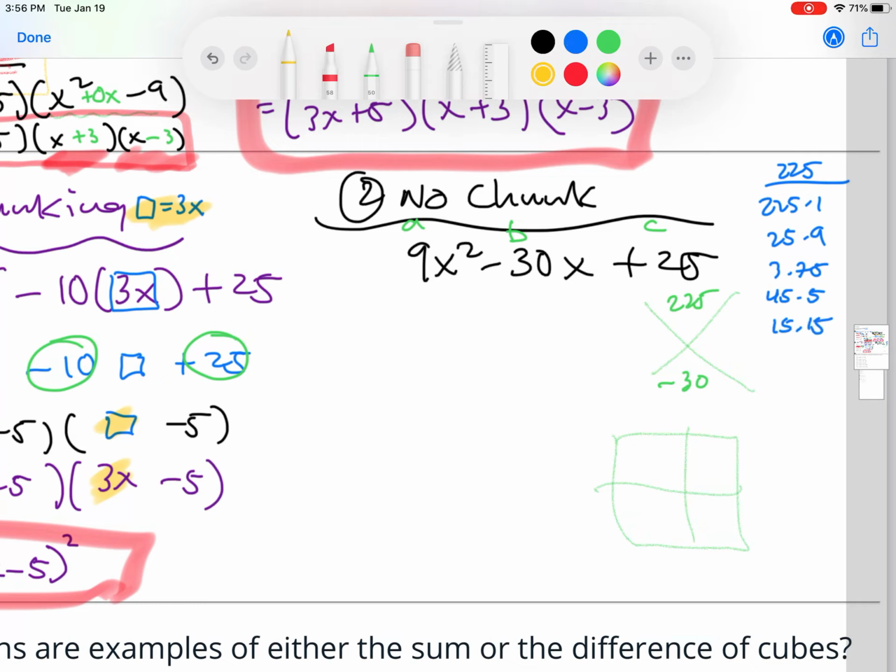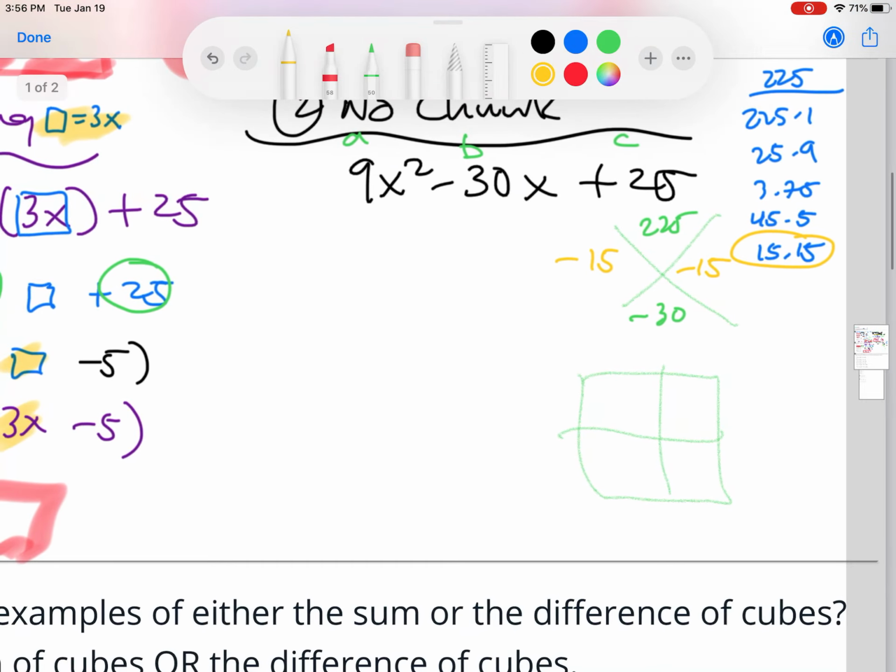Okay, which one of those? It's going to be this one, 15 and 15. Negative 15 times negative 15 equals a positive 225, and negative 15 plus negative 15 gives me negative 30. Okay, I have to put that into the box. And so the yellow right there is splitting the b term. That's why you're adding an x here.